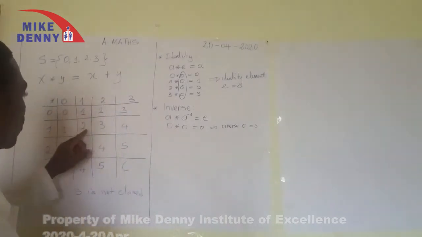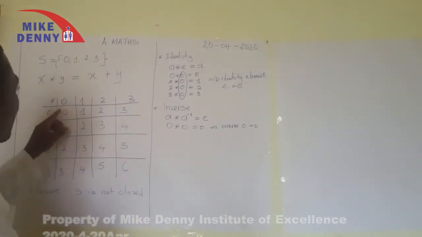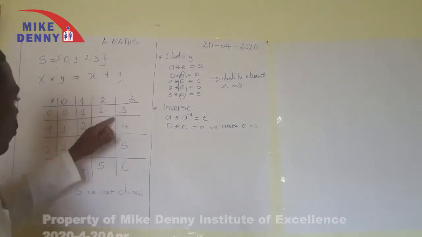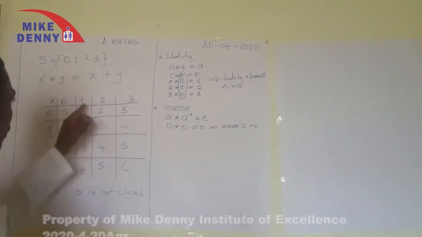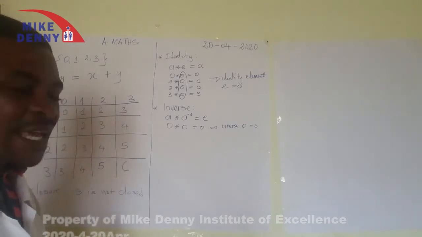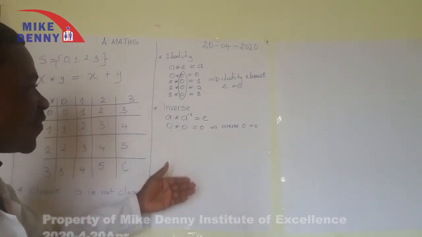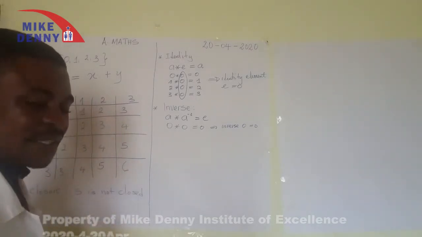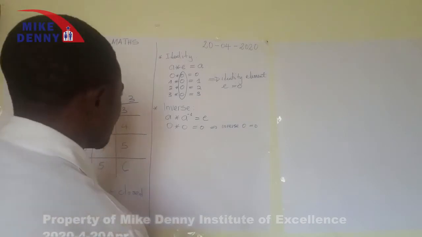If you look at the second column, there is no 0. If I take 1 and operate with anything here, I will never have 0. If I take 2 and operate with any number here, I will never have 0. If I take 3 and operate with any number, I will never have 0. So in that case, other elements do not have their inverses. So you see, it's already proven to us that this thing will never form a group because not all the elements have inverses. Then we'll go to associative property.